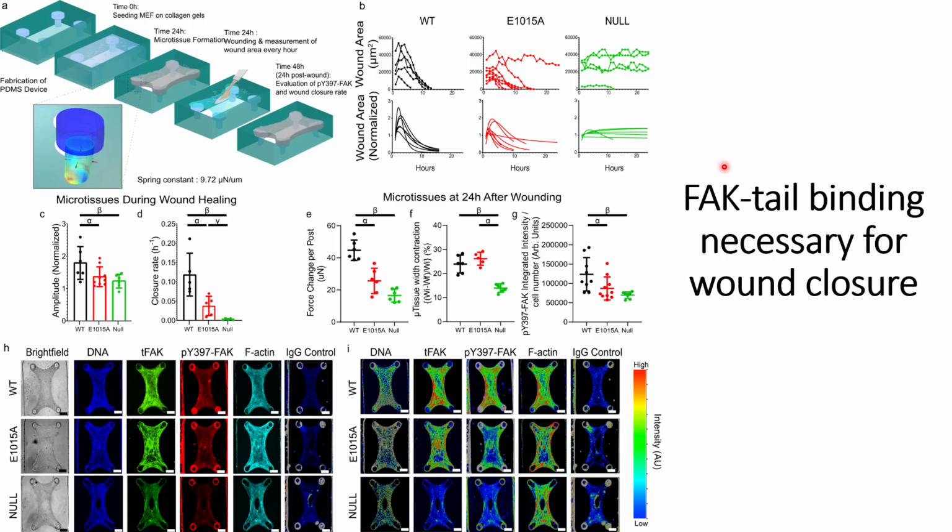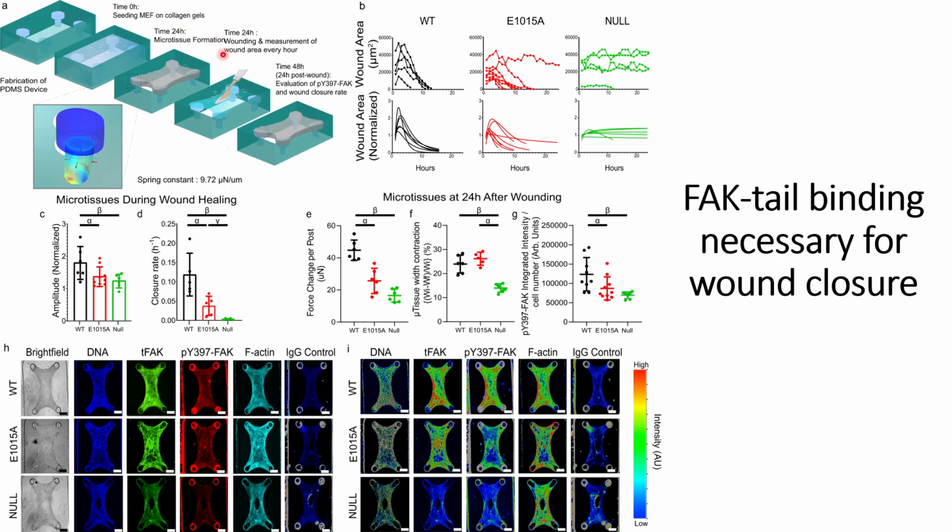That is, in one condition they use a wild type FAK, in another condition they use the mutated FAK where the tail is absent or the tail is mutated using this E1015A, and in one case they do not use FAK. And this is in panel A. They show their model where at time 0 they seed their model with this collagen gel, and after 24 hours they allow this macro tissue formation.